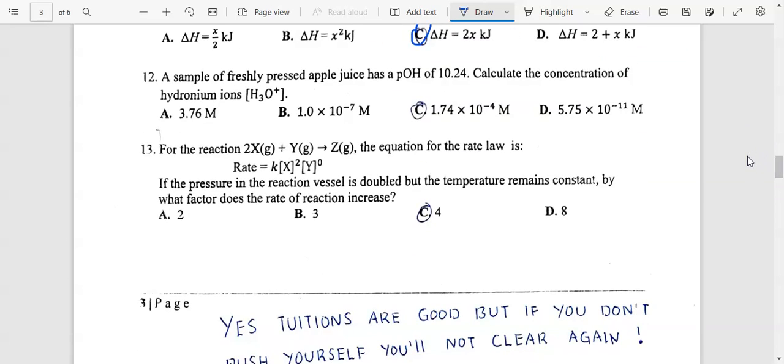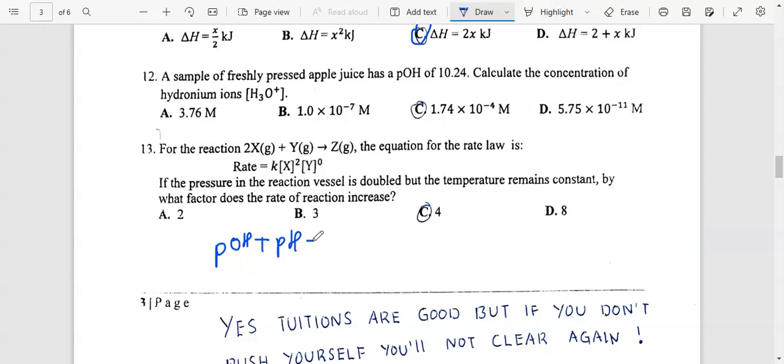Question 12. A sample of freshly pressed apple juice has a pOH of 10.24. Calculate the concentration of hydronium ion. Starting with the pOH, we need to know that pOH plus pH is equal to 14. Since we've been given the pOH, we can find the pH, and that is going to be 14 minus pOH. The pOH they've given us is 10.24.